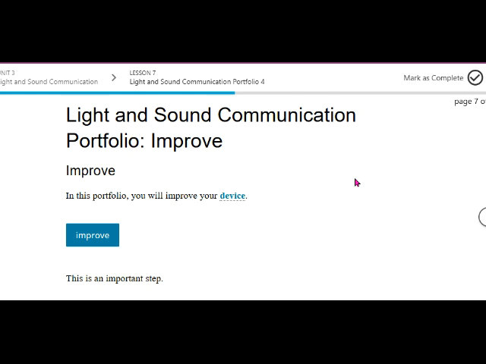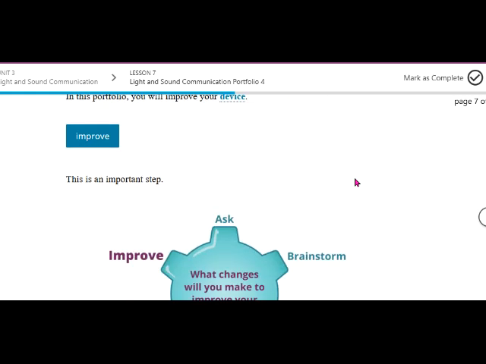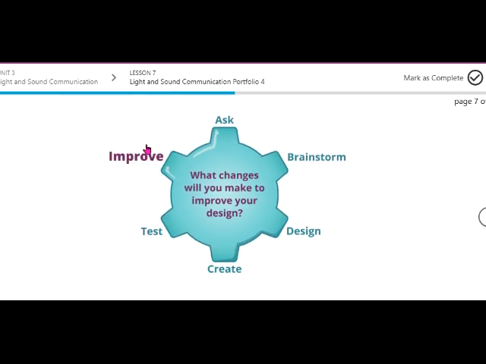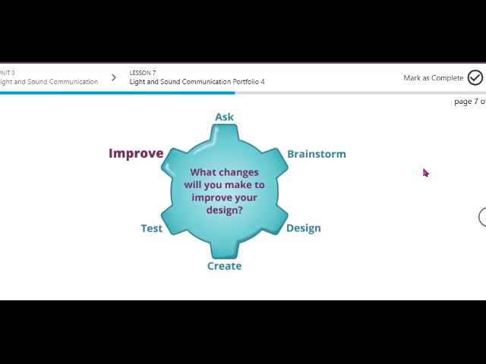Improve. In this portfolio, you will improve your device. That means you will make it better. You'll make it work. This is an important step. It's the last step of this engineering process.